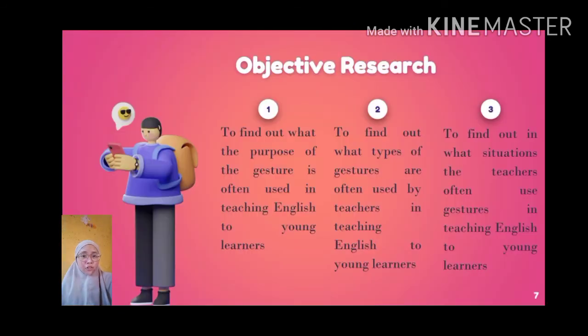Now, let's see the research objectives related to the problems of the study that have been formulated. The researcher has found the objectives of this study: first, to find out what the purpose of the gestures is that are often used in teaching English to young learners. The second is to find out what types of gestures are often used by teachers in teaching English to young learners. The third is to find out in what situations the teachers often use gestures in teaching English to young learners.